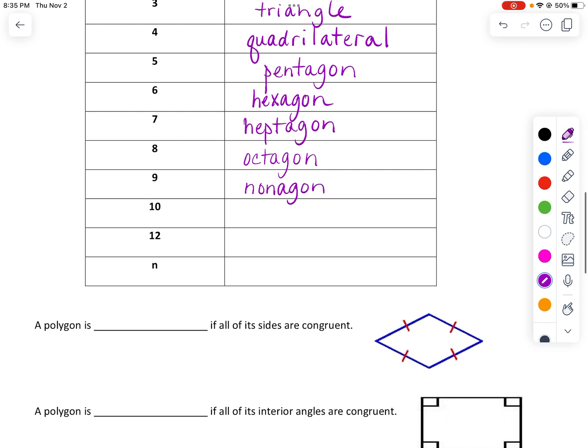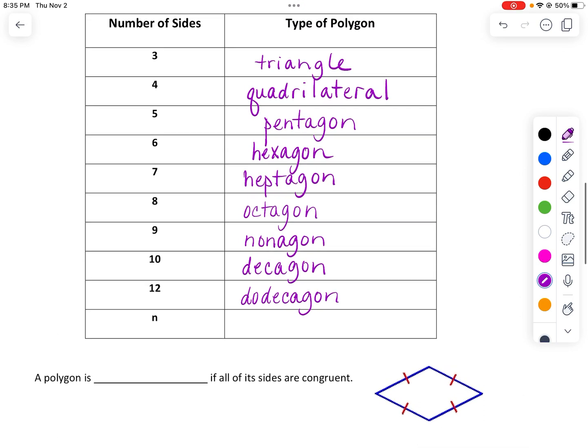Many people know a 10-sided shape. It's called a decagon. And a 12-sided shape is called a dodecagon. Before I get to that N and tell you what that means, I want to back up a little and go back to the seven-sided shape.